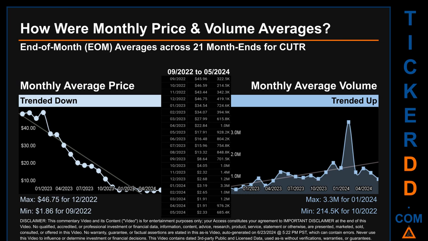The maximum end-of-month average price was $46.75 for 12/2020, while the minimum was $1.86 for 09/2022. Looking at volume, 01/2024 and 10/2020 respectively saw the highest and lowest monthly average volume at 3.3 million and 214.5 thousand.